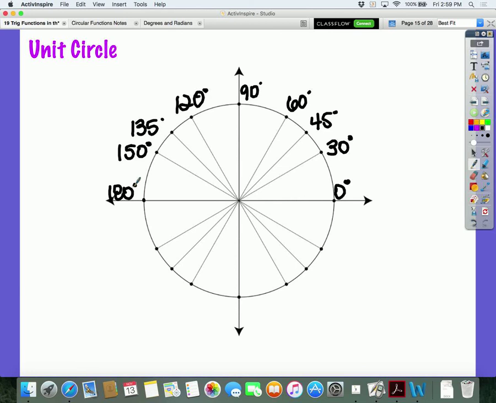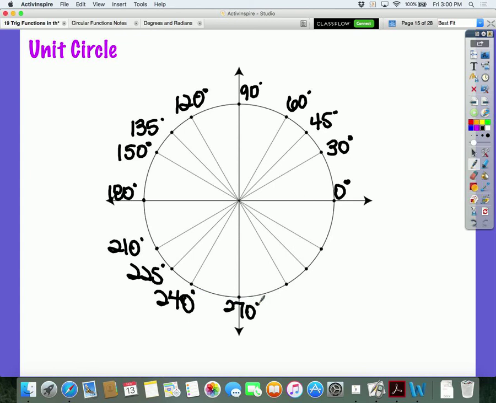It's the pattern, okay? How far is 150 from 180? 30. It follows the pattern. 30, 45, 60. 30, 45, 60, okay? So let's keep going. What's this next point? 210. This one? 225. This one? 240. And this one is 270. So far, so good?